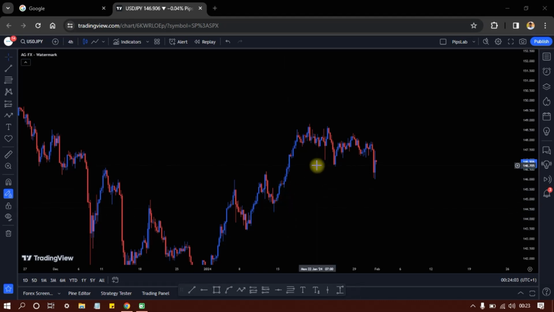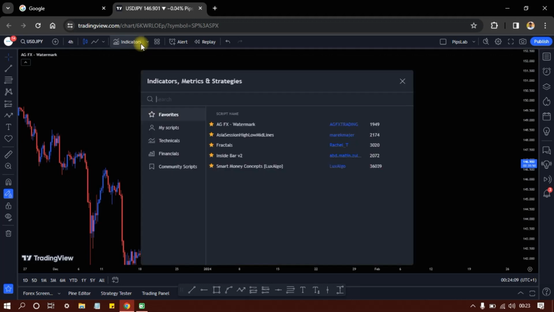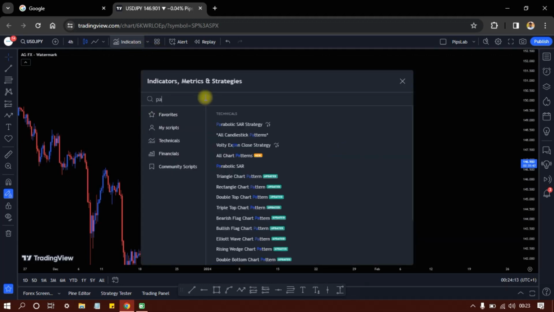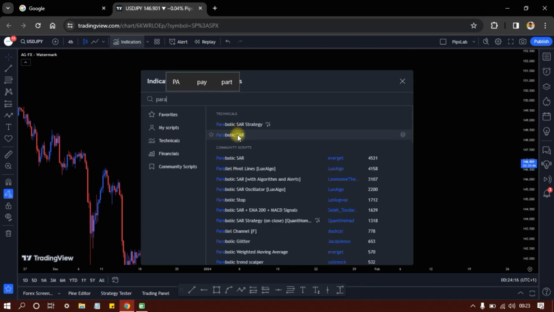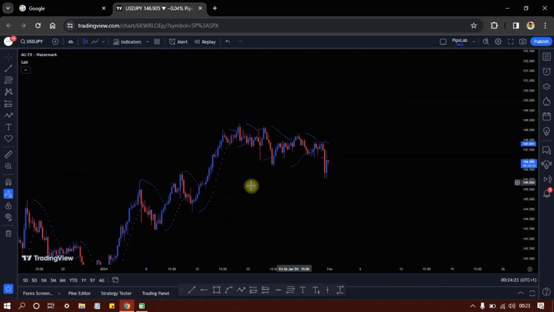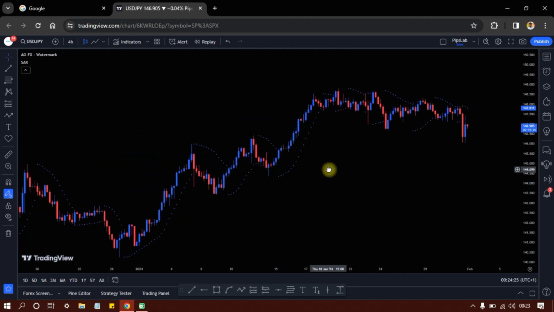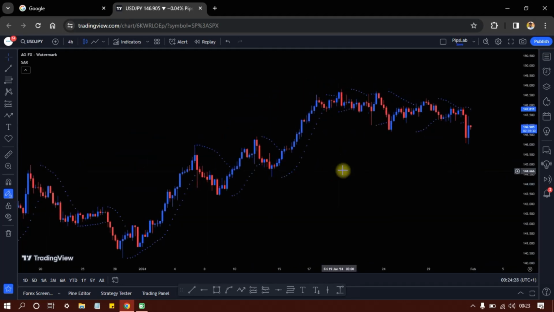Let's quickly add it to our chart and I'll show you how it works. All you have to do to add it to your chart is to go to the indicator section and search for the parabolic SAR. Adding it to the screen, it automatically displays on your screen and you exit the indicator section. Looking at my screen, you can see a series of dots on my charts. These dots are not useless, they are actually very meaningful, and that is the parabolic SAR on your charts.